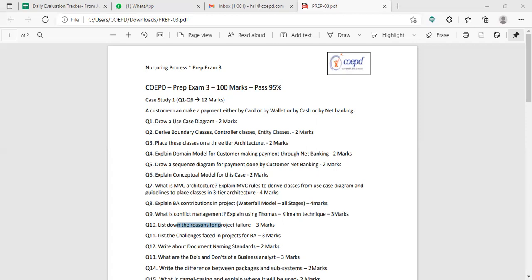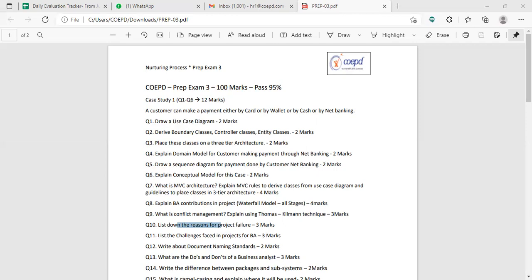The sixth one is called a conceptual model. Please explain what could be the conceptual model for the above case. Again, it is available in the workbook. You just have to look at the theory part and explain the conceptual model.